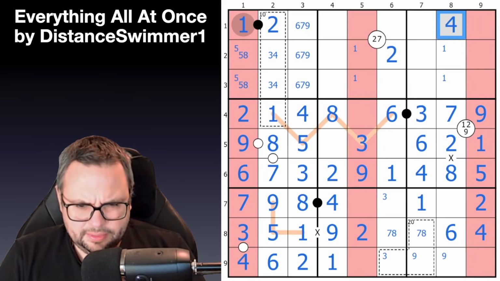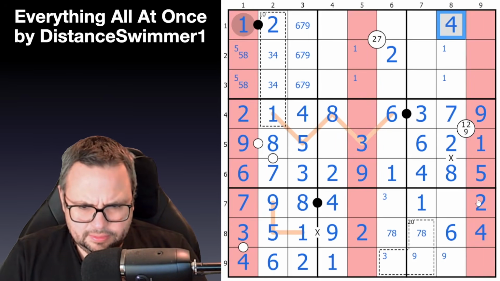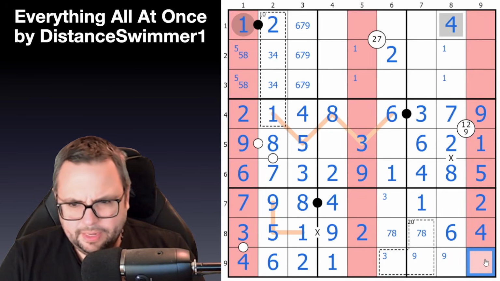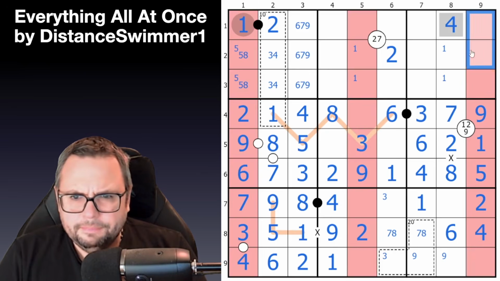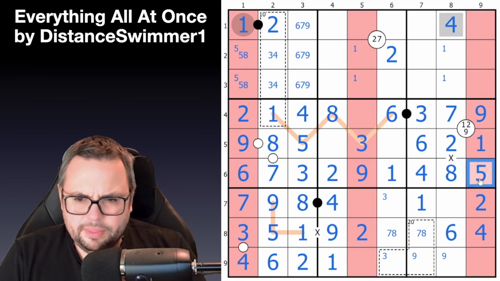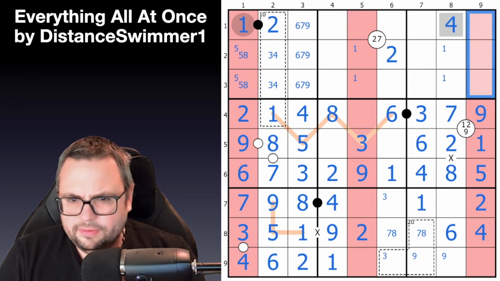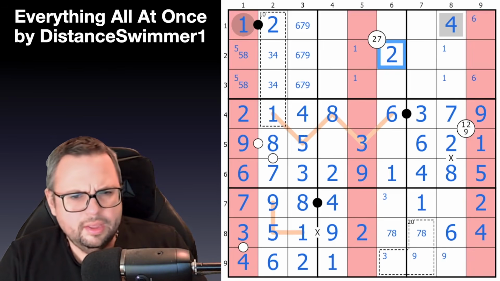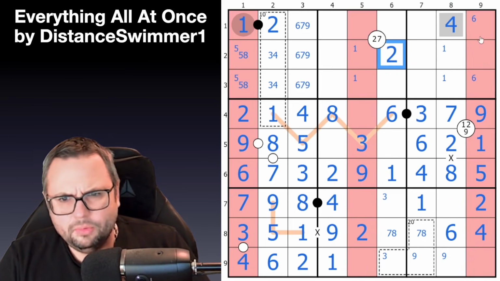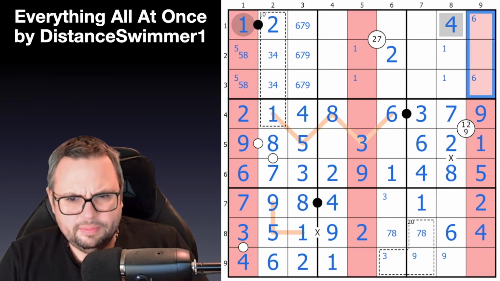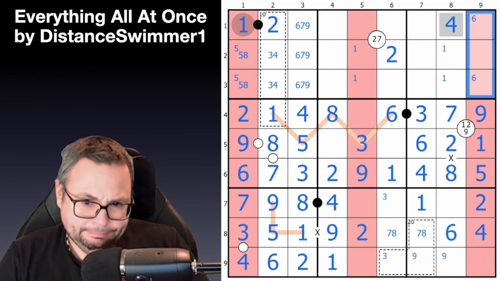Let's see. 893 still looks feasible to me. I do know that one of these is a 6, because remember, there needs to be a middle number in them, and it's not 4 or 5. So one of these is a 6, and it's not the one that would put a 9 on top of the 2. And one of them is a 3. I don't know which one that is. And one of them is a 7 or an 8.